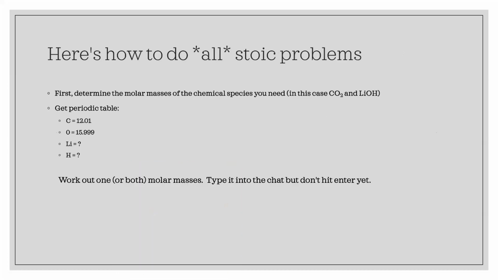So don't worry. All stoichiometry problems have the same format. The first thing that you need to do is figure out the molar masses of the chemical species, that's our fancy word for the individual chemical types that you need to answer the problem. In this case, the problem said carbon dioxide and lithium hydroxide, so we need to get those. You can simplify it out. I wrote out the long form for the 2 things that I remember off the top of my head.